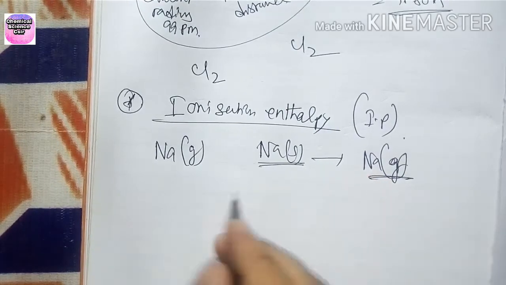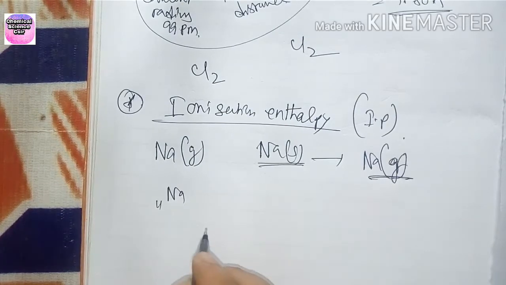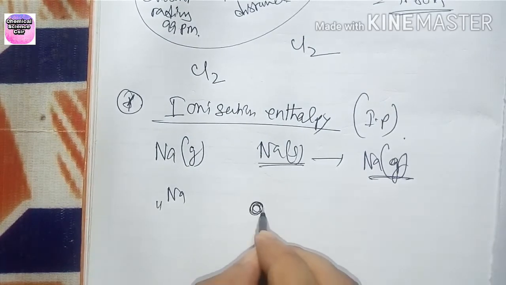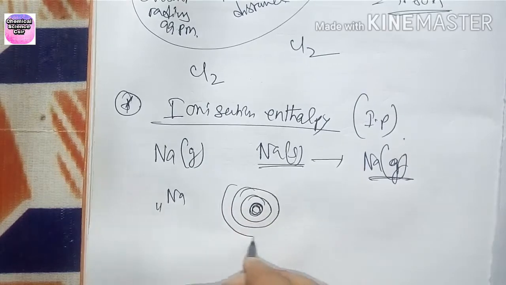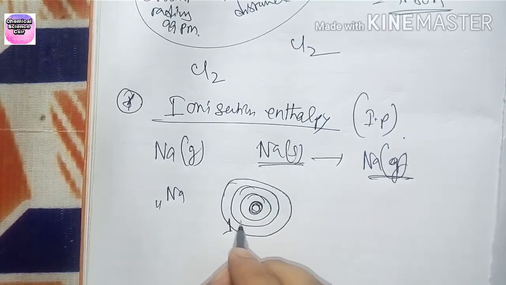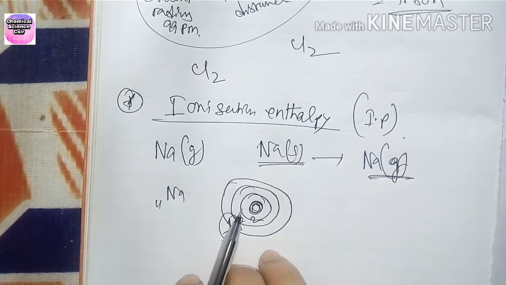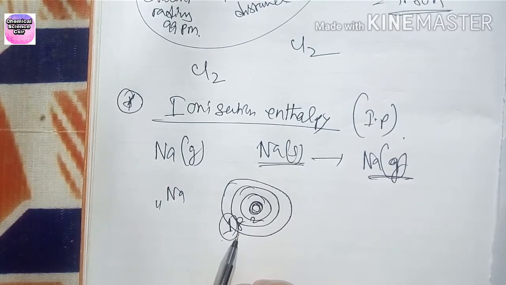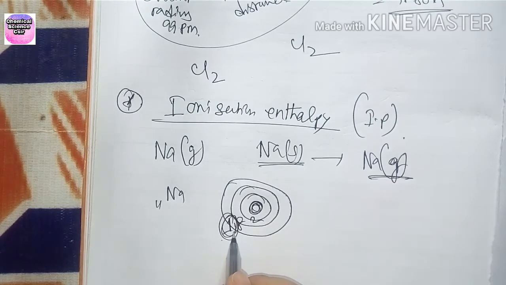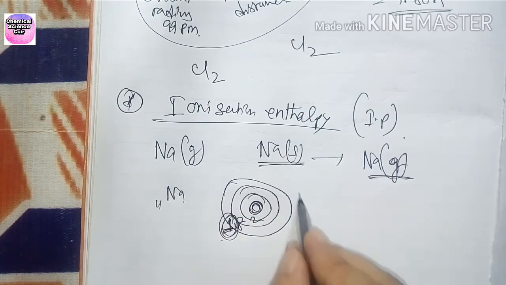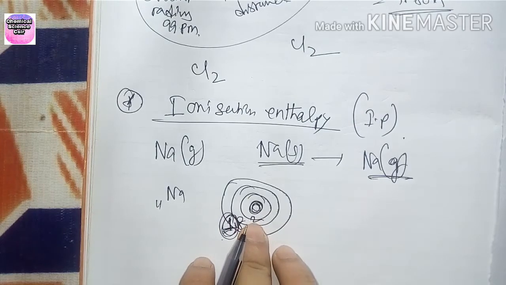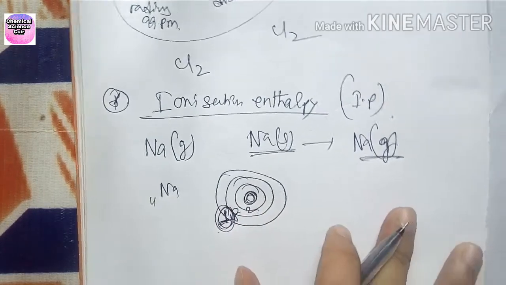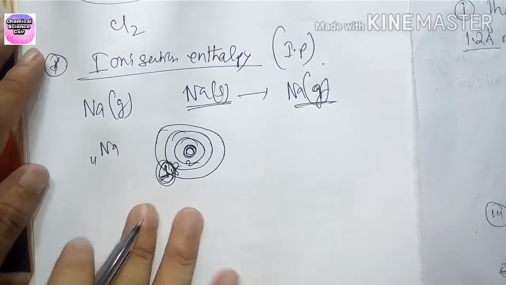So for the sodium atom, the atomic number is 11. According to the Bohr model, first shell, second shell, third shell: in the outermost shell there is only one electron, like this, 2, 8, 1. So this definition is what? It is the energy required when an electron is removed. Some energy is needed for removing this electron from the outer shell.